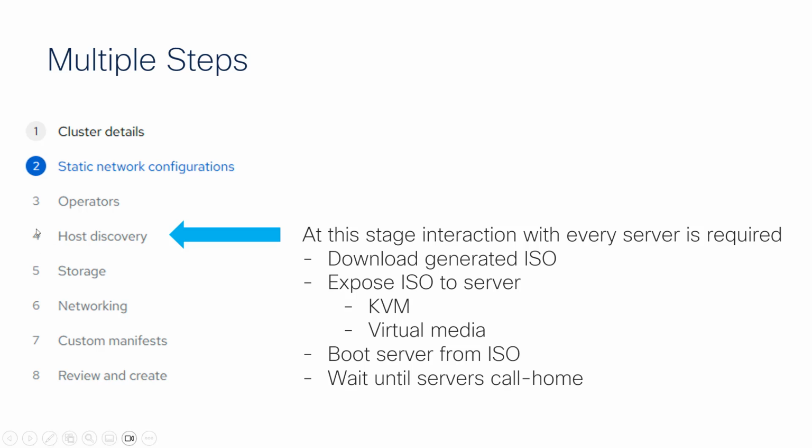Probably the most critical one is step number 4 for host discovery, where based on the previously defined inputs in steps 1 to 3, Red Hat's SaaS is generating an ISO image for the bare metal server. And you need to boot your servers from this ISO, hoping that the servers will call home, and so the host discovery will show all the servers that were booted from the ISO.